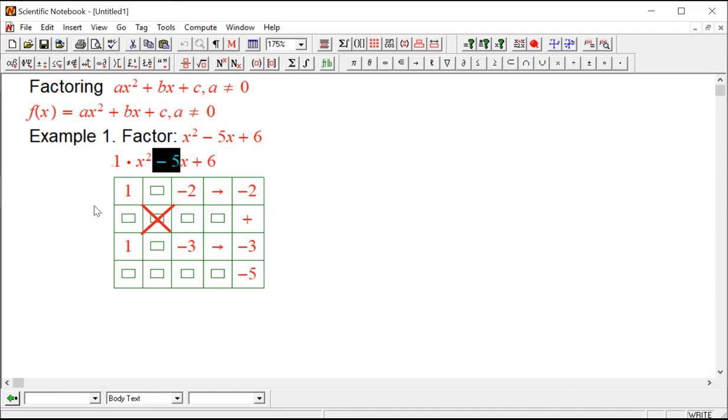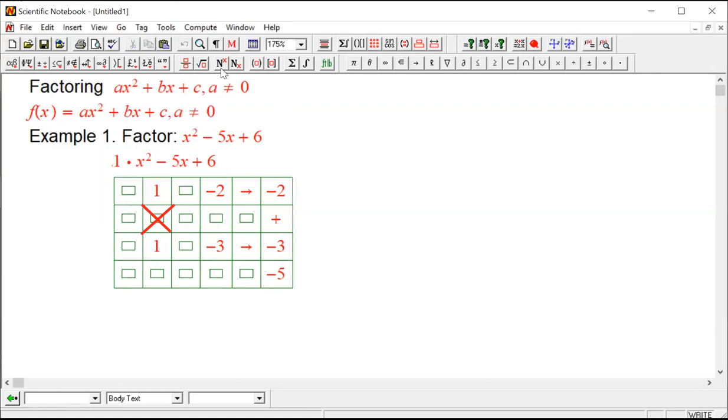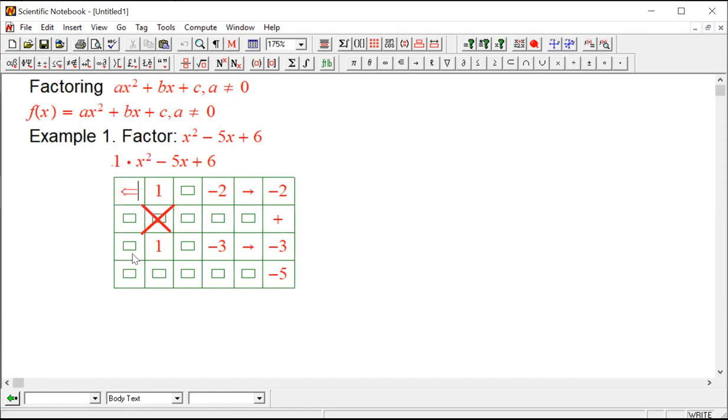Once we get this, we've got our factors. Our factors will be made from the initial setup. Now I'm going to add another column. Right here, the first row will give me a factor, and the third row will also give me a factor. So let's see how we make these factors. One more column.